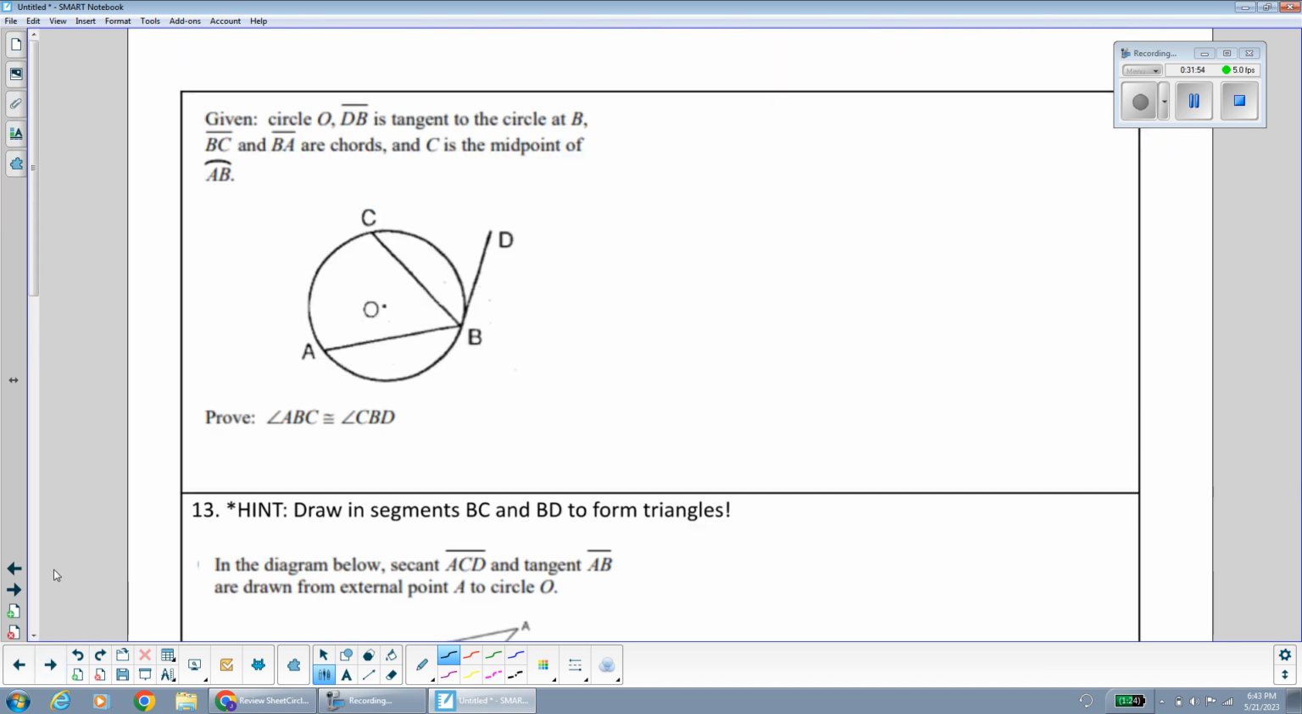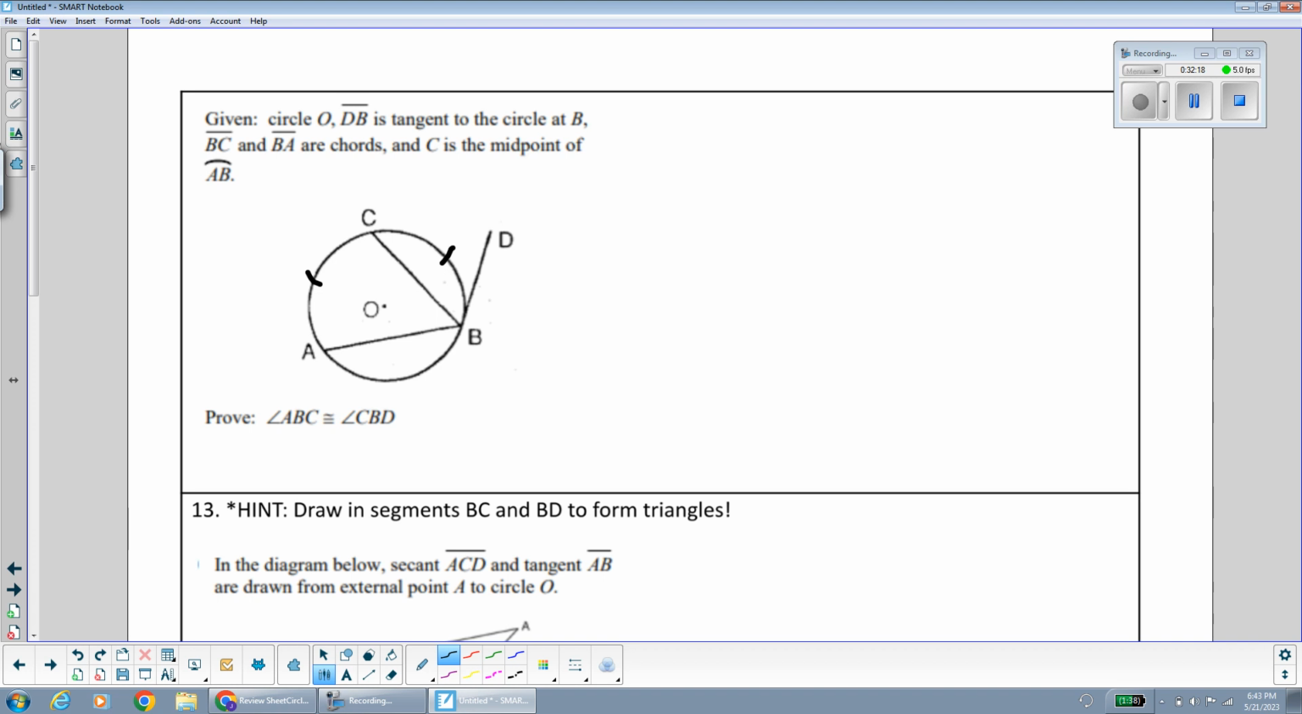Next proof, we have circle O. DB is tangent to the circle at B. BC and BA are chords, and C is the midpoint of arc AB. So that means that C is splitting arc AB into two equal parts.